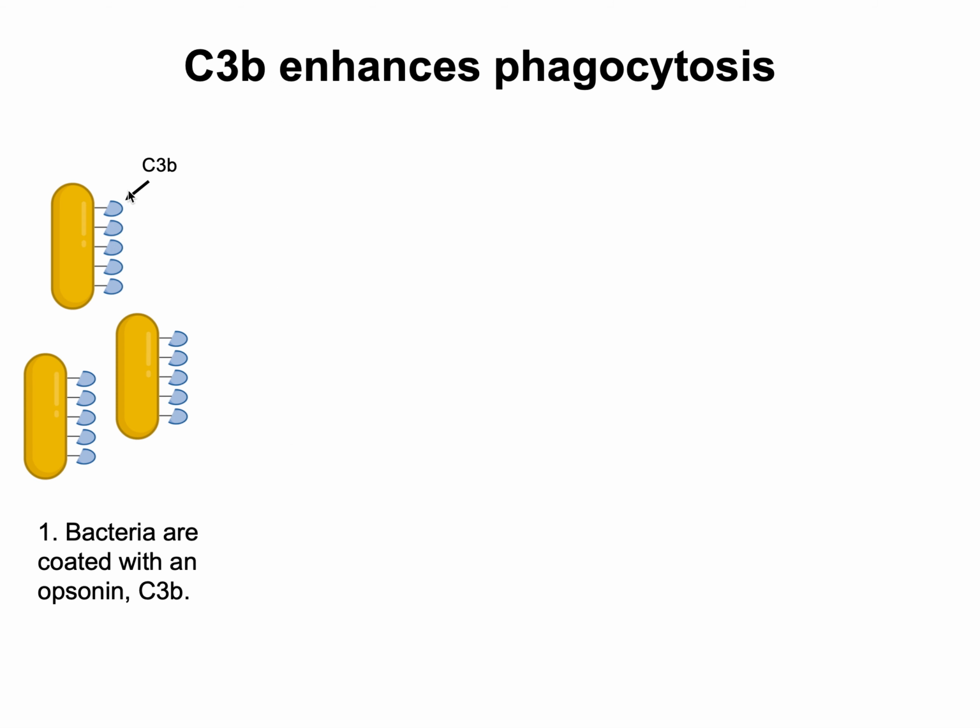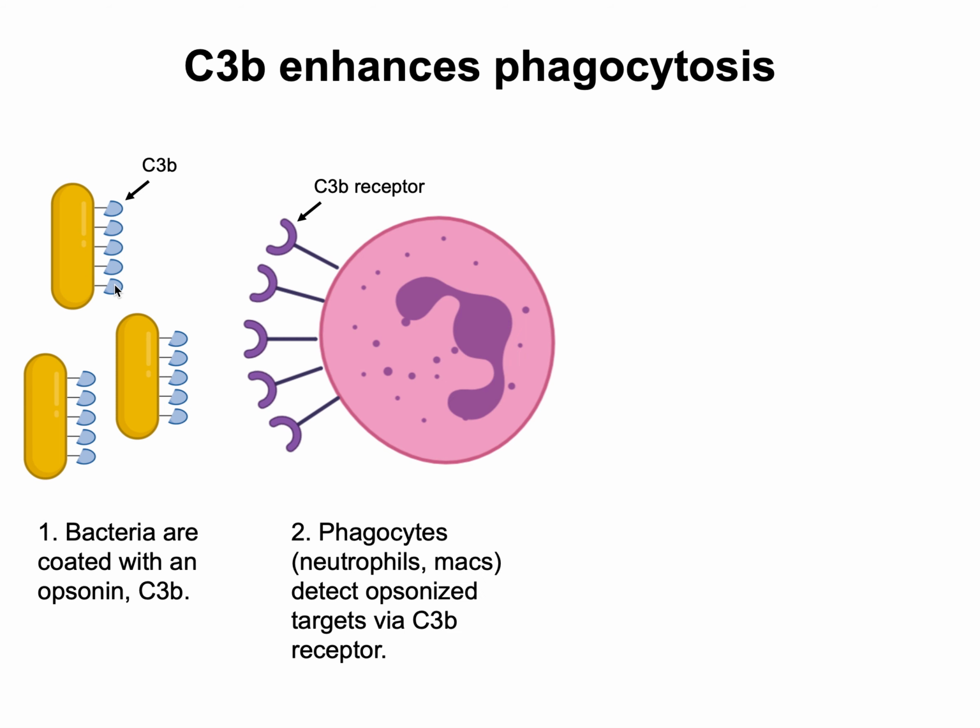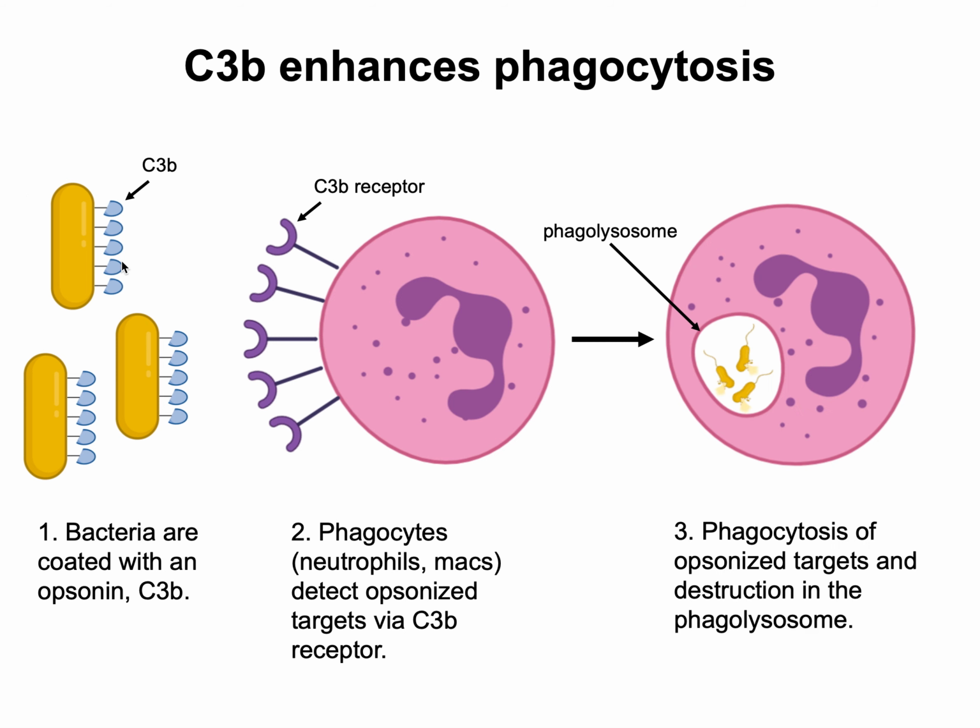So here's how it works. Here we have a bacteria with C3b coated on its surface. And here we have a phagocyte that has receptors specific for C3b. When these receptors bind to C3b, it allows for phagocytosis and uptake of these bacteria into phagolysosomes within these phagocytes, which eventually leads to destruction of these bacteria.